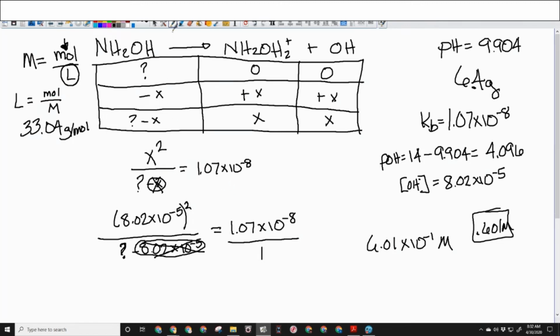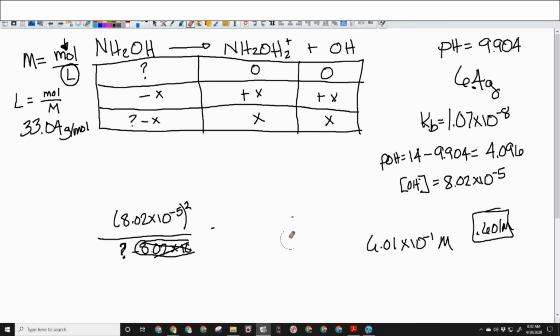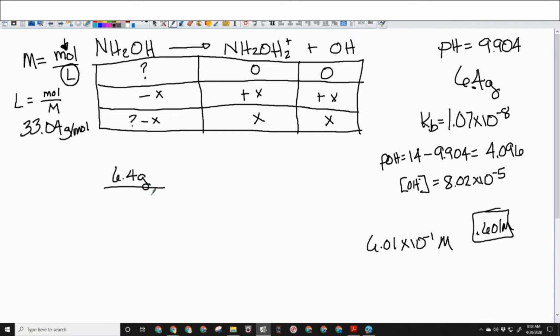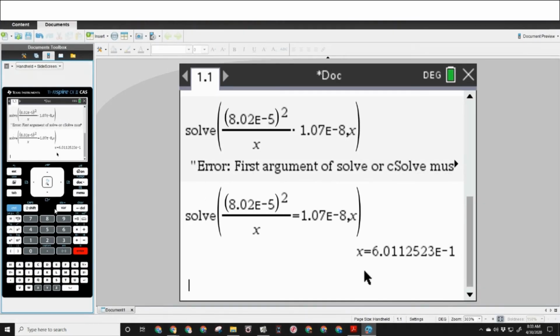Now let's calculate. I'm going to erase this right here because we have to do another calculation. Let's calculate the number of moles that we have with 6.4 grams. We want to get rid of grams and convert it to moles. 1 mole is 33.04 grams, and when I do that, I get 1.94 times 10 to the negative 1, I think. I have numbers written down over here to the side that I'm looking at. Let's go ahead and do that.